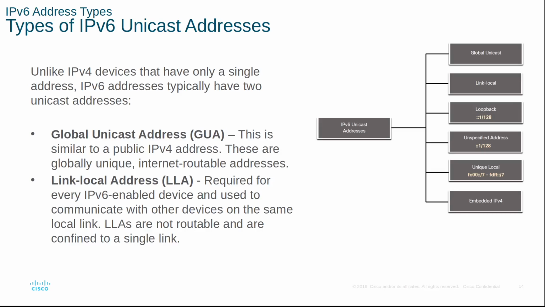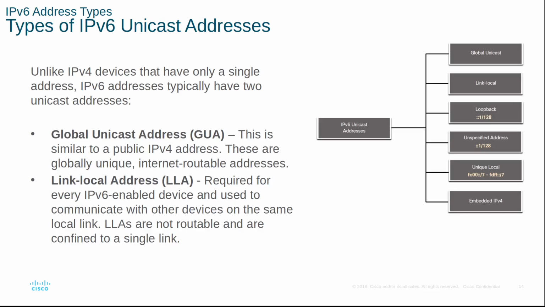Now, unlike IPv4 addresses, which can only have a single address, IPv6 devices have two unique addresses usually. A global unicast address, or GUA, it's like a public IPv4 address. They're globally unique, they're routable on the internet. And a link local address. This is required for every IPv6 enabled device. It's used to communicate with other devices on the same local link. They're not routable, and they're confined to a single link.